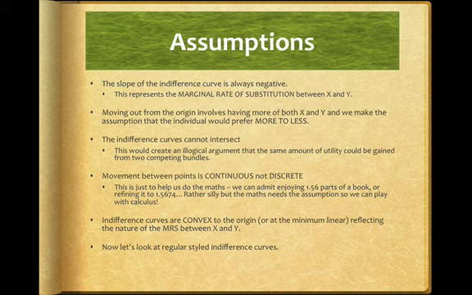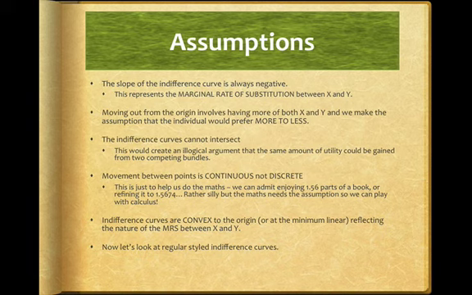Now, as we proceed, you'll find that indifference curves come with a bunch of assumptions that have to be made. For example, the slope of the indifference curve is always negative, and this represents the marginal rate of substitution, i.e. the choices between x and y. Moving out from the origin involves having more of both x and y, and we make the assumption that the individual would prefer more to less. Indifference curves are not allowed to intersect. This would create an illogical argument that the same amount of utility could be gained from 2 competing bundles.